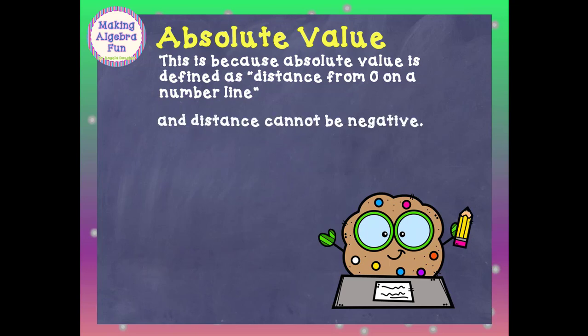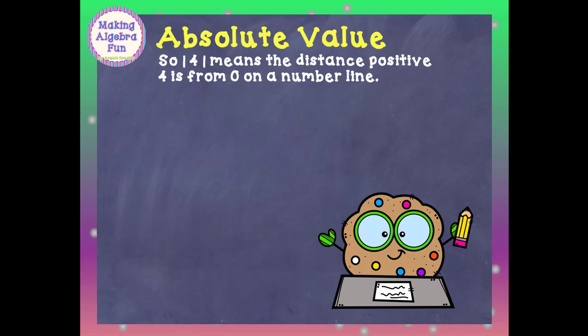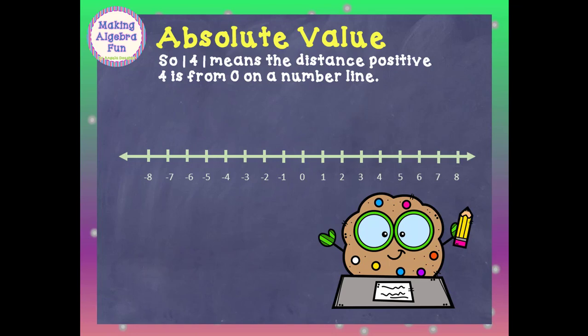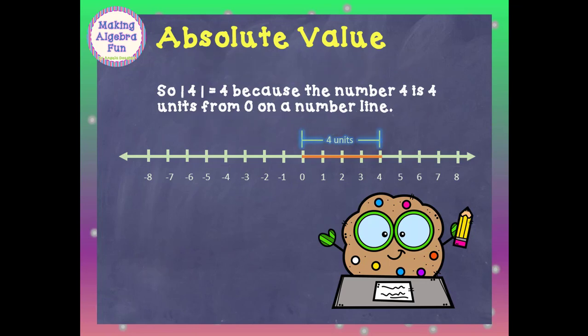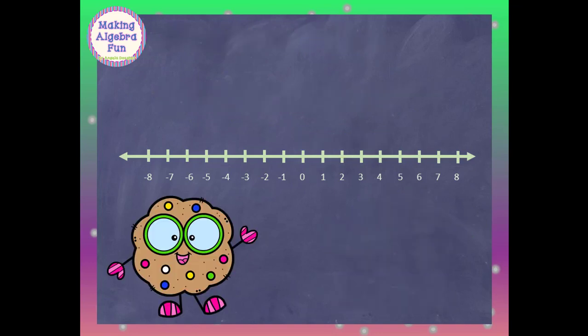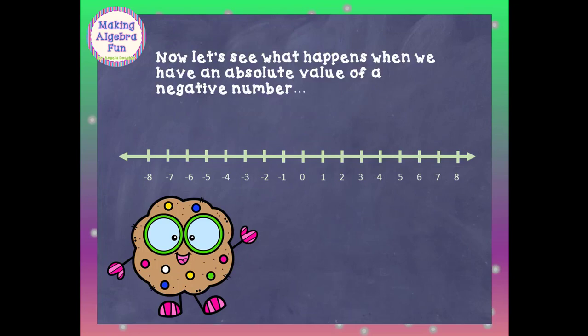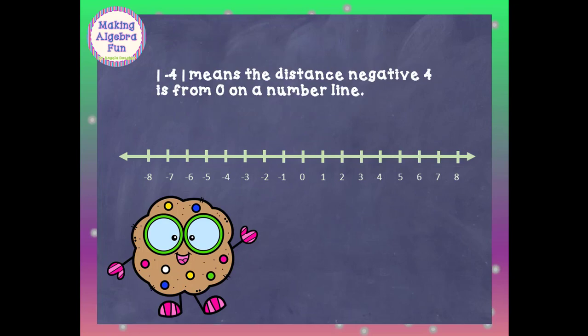This is because the absolute value is defined as distance from 0 on a number line, and distance cannot be negative. So the absolute value of 4 means the distance positive 4 is from 0 on a number line. So let's just take a look at that visually. If you start at 0, you can see that you would move over 4 units to get to 4. So the absolute value of 4 equals 4 because the number 4 is 4 units from 0 on a number line.